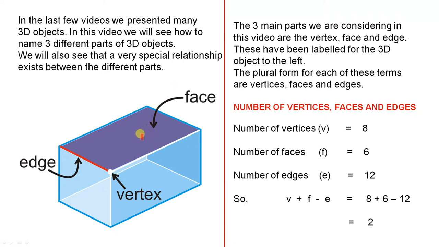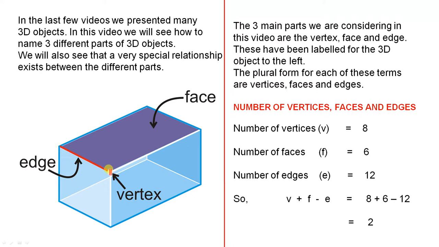Now here's a three-dimensional object. It's a rectangular prism, and I'll get back to that in a minute. The 3 main parts we are considering in this video are the vertex, face and edge. These have been labelled for the 3D object to the left.